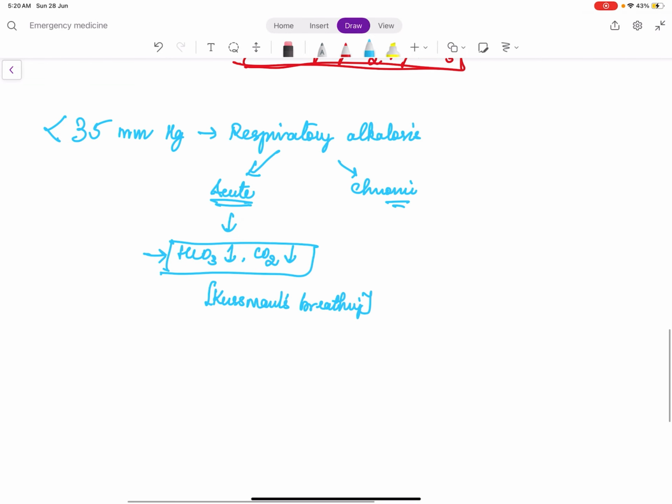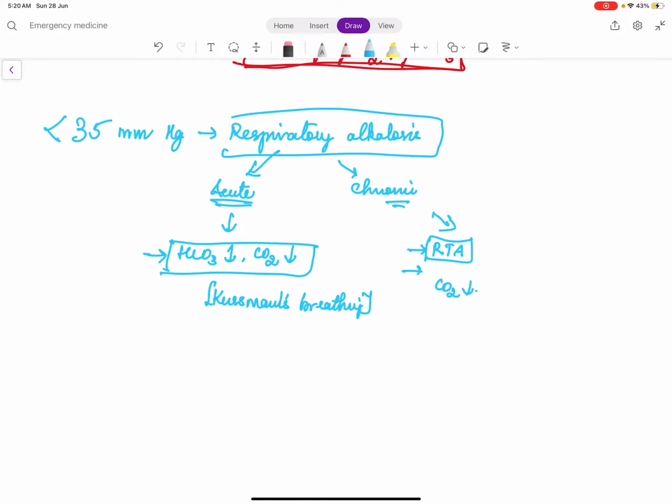Maybe we can say chronic respiratory alkalosis occurs as a compensation for chronic acidosis, as in renal tubular acidosis. Right? Patient is having acidosis for a longer time, a mild acidosis, so maybe CO2 will be low. So usually here patients will be tachypnic.